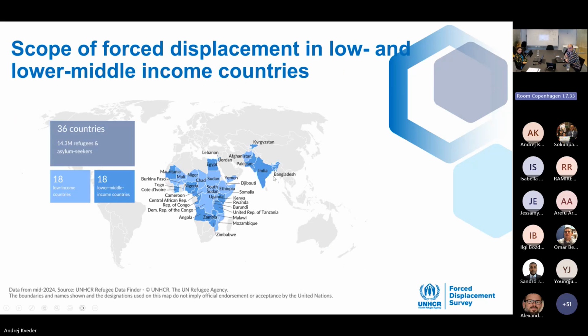Just to give you a geographic idea, these are the low and lower middle income countries that host most of the refugees in the world. As you can see, the vast majority of them are concentrated in sub-Saharan Africa.